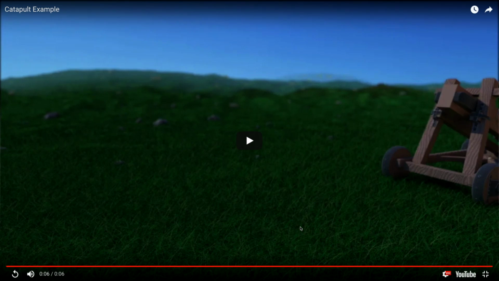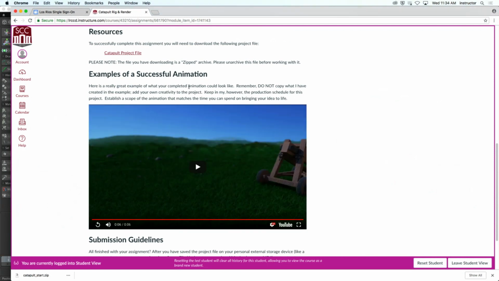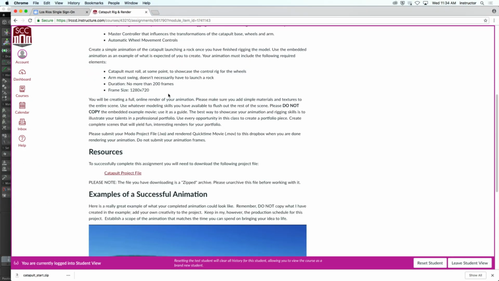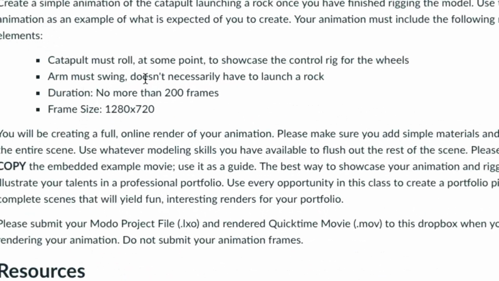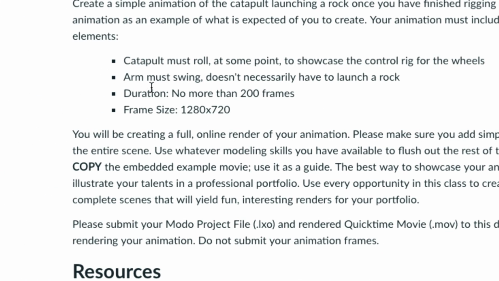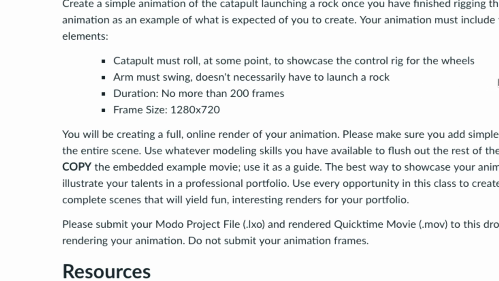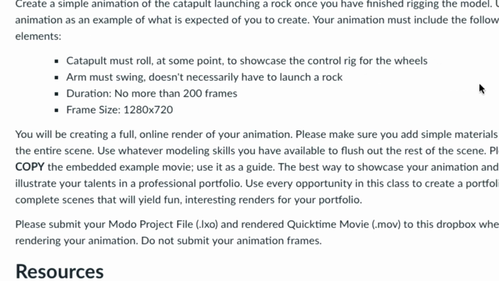There are a couple of details that I want to make sure everyone hits for this project, and I'll give you the rest of class to work on this animation, okay? When it comes to the specifications of our rig, I'm usually 9.9 times out of 10 going to tell you exactly what I'm expecting you to build, okay? So there are some specifications. Catapult must roll. At some point, showcase the control rig for the wheels. So I want to be able to see those wheels turning, okay? Arm must swing, but you don't have to make it launch a rock or a flying chicken or whatever.